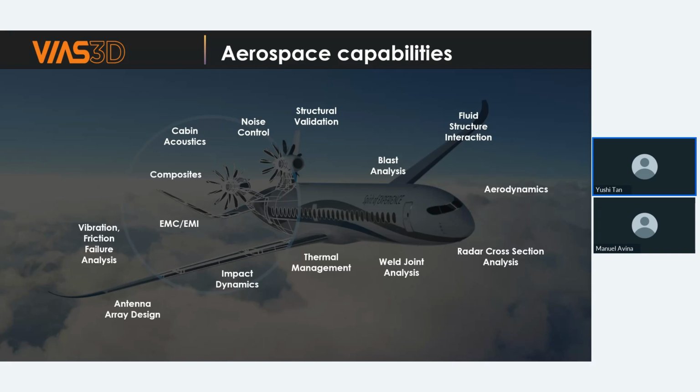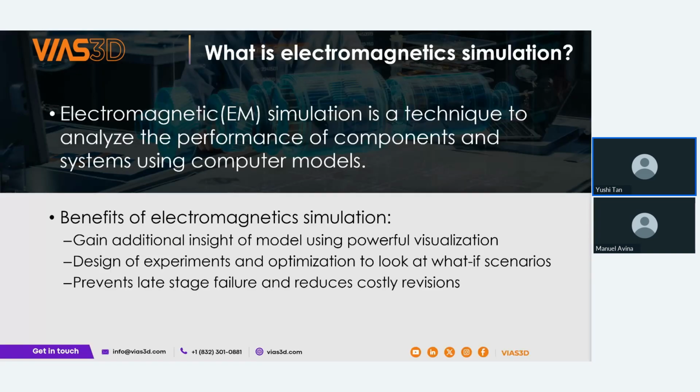All right, so let's talk about the importance of electromagnetic simulation, and let's address what it is to begin with. I'm assuming you already know the value of doing simulation in the early design stage. Electromagnetic simulation is a technique to analyze the performance of a component or components. When you have a lot of these components, you form a system using computer models. So you're basically doing the design on a computer instead of building a physical prototype to test it, right?